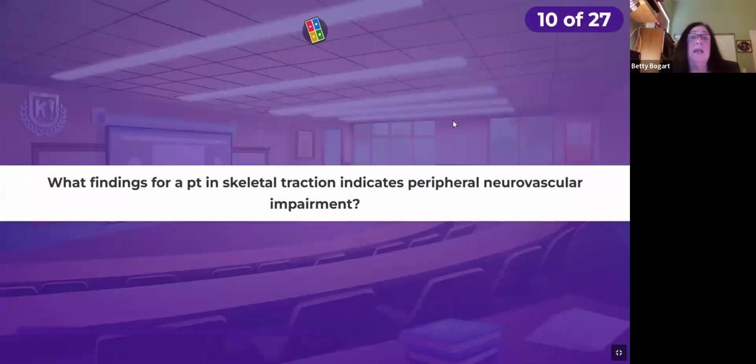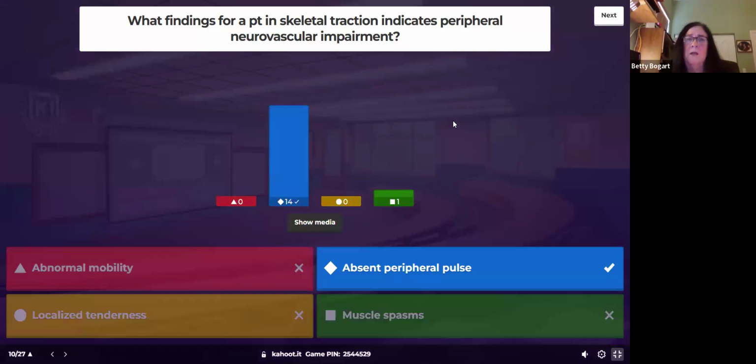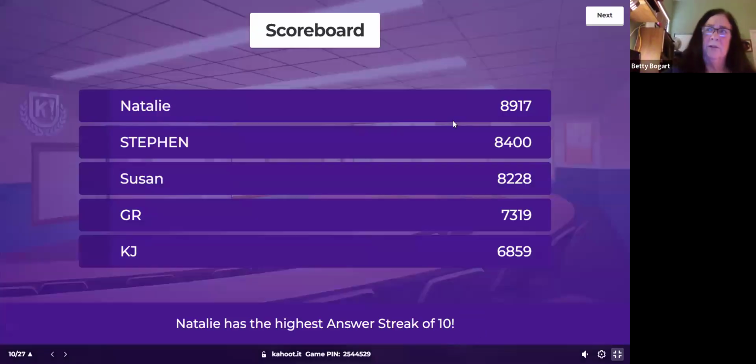What findings for a patient in skeletal traction indicate peripheral neurovascular impairment? So, peripheral neurovascular impairment, I don't have a pulse. Or I'm going to see what? Prolonged capillary refill. I'm going to see the color is turning pale, paresthesia, paralysis. All of these things are going to tell you something's going on there, but absolutely a pulse.